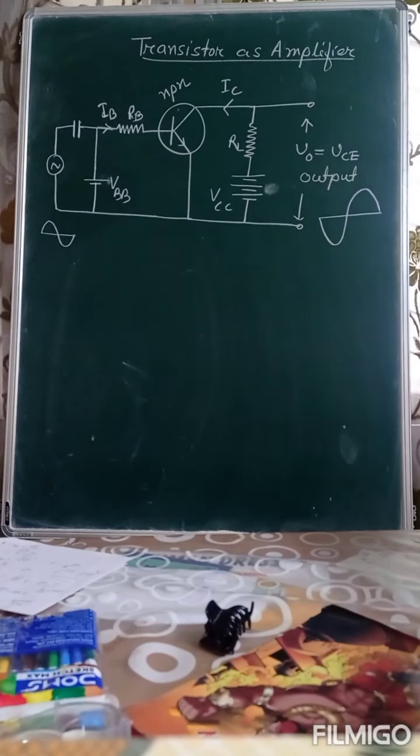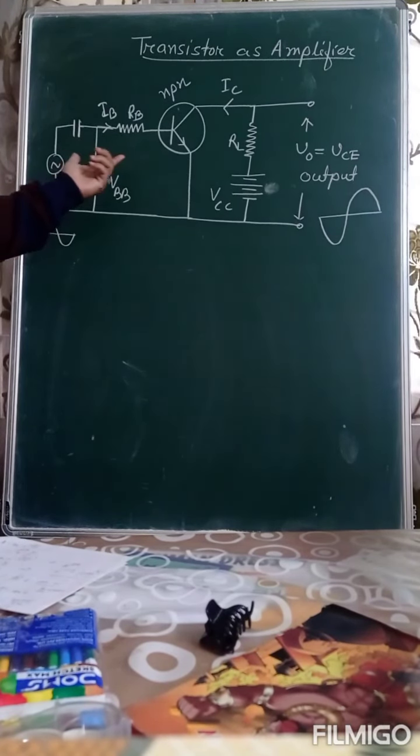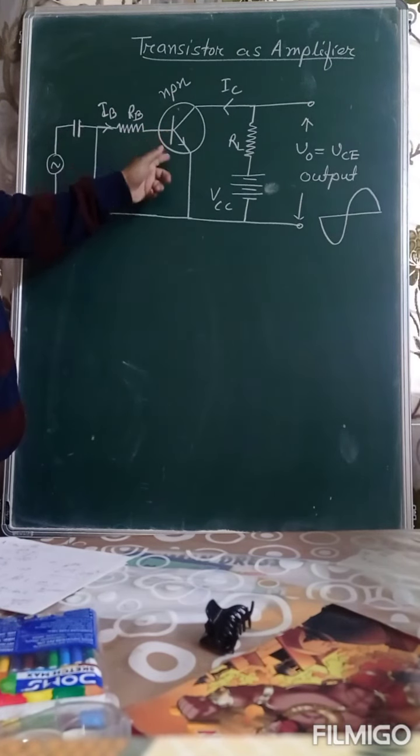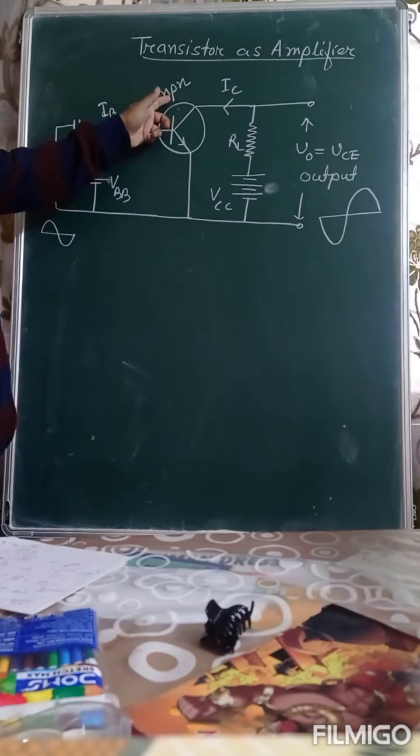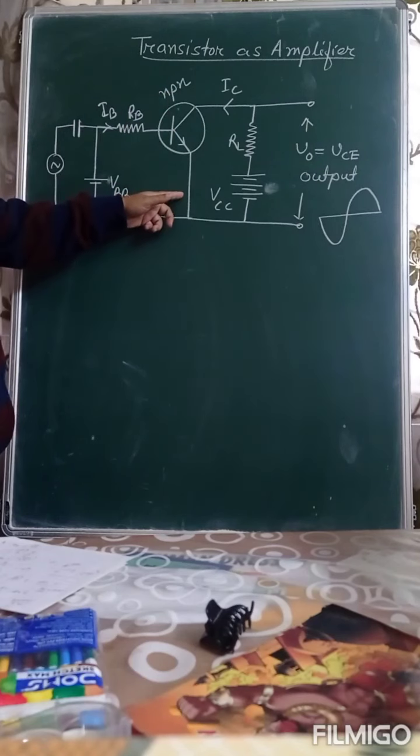The necessary circuit diagram is as shown in figure. This is the necessary circuit diagram. This is a NPN transistor. NPN transistor with common emitter configuration.